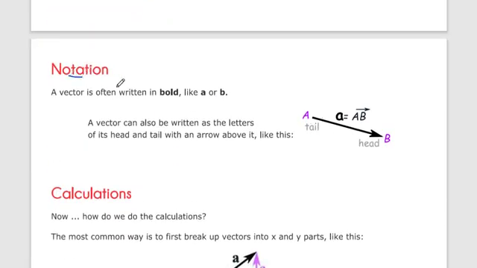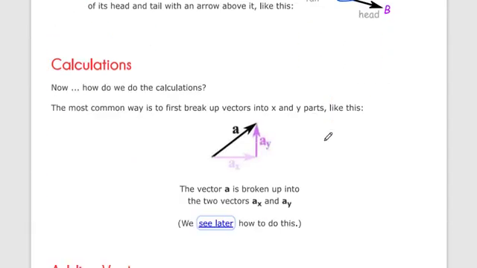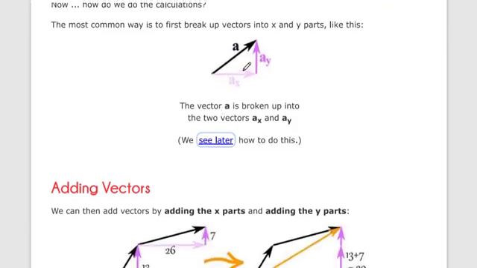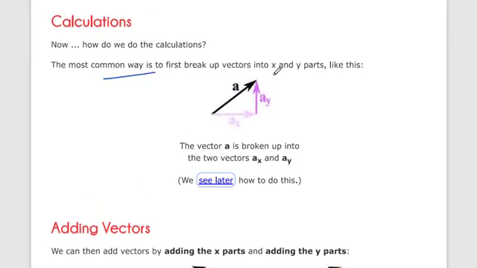Okay, notation: how do we write a vector? A vector is often written in bold, a or b, like this, or as a b with an arrow above them. This is written as a b, with a tail and b head. How do we calculate? If we have a vector, we break it up into x and y parts. It is a vector, so we can represent it in a coordinate system.